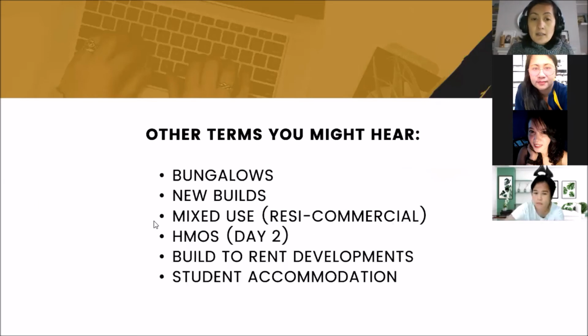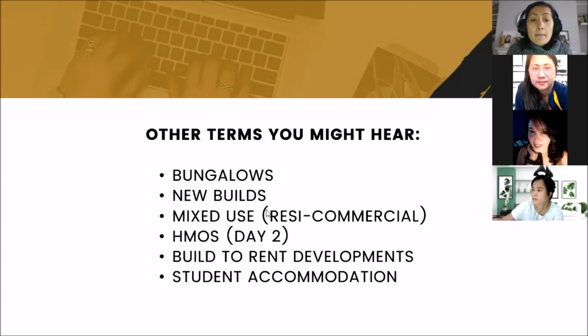Other terms you might hear: bungalows, new builds. I'm not going to be discussing them with you, but just so you know that these are some of the terms that might seem alien and foreign to you. If you've never heard them before, it's fine. No one's going to assume that you understand everything.